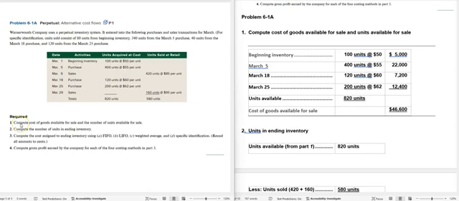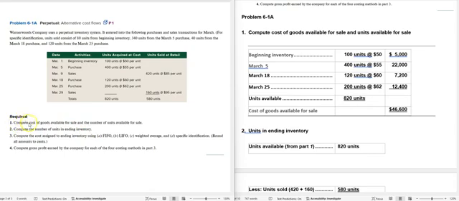And they're going to ask us to do several things. The first couple things we're going to look at is figuring out the cost, or the dollar value, of the goods available for sale, as well as the physical units available for sale, and how many of those units remain in ending inventory.